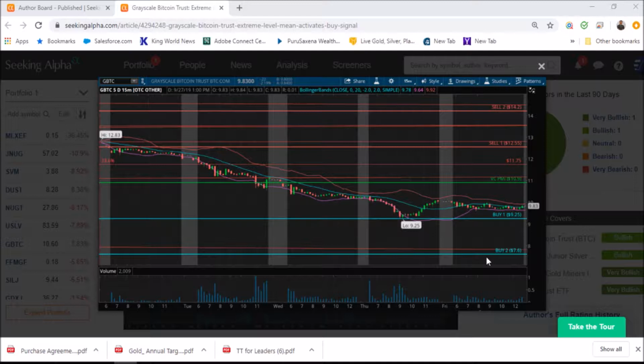Grayscale Bitcoin Trust, extreme level below mean activates buy signal. As we come into this week for GBTC, we are coming in with a bullish signal activated at 925. Your stop is 925, stop close only. Your initial target is 1090.